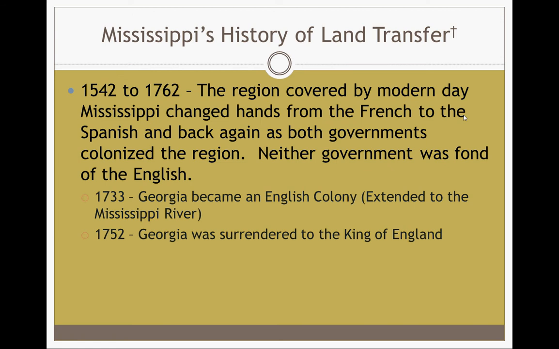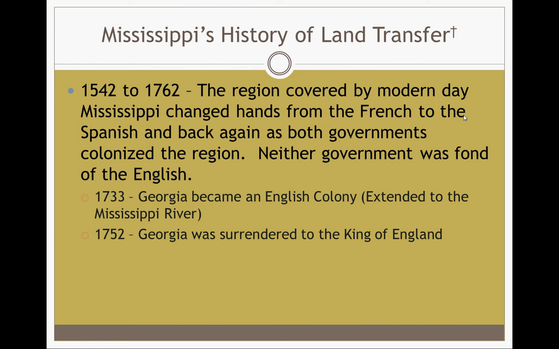Now, from 1542, basically the end of De Soto's searching in Mississippi, to 1762, the region covered by Mississippi changed hands from the French and the Spanish and back again as both governments colonized the region. Now, the reason that they were doing this is because neither government was really fond of the English.